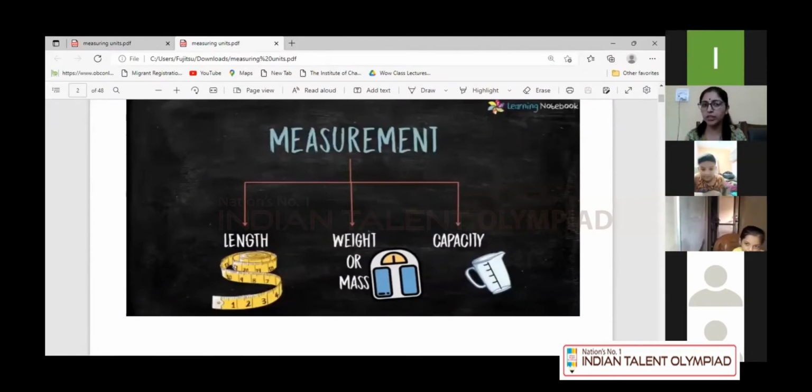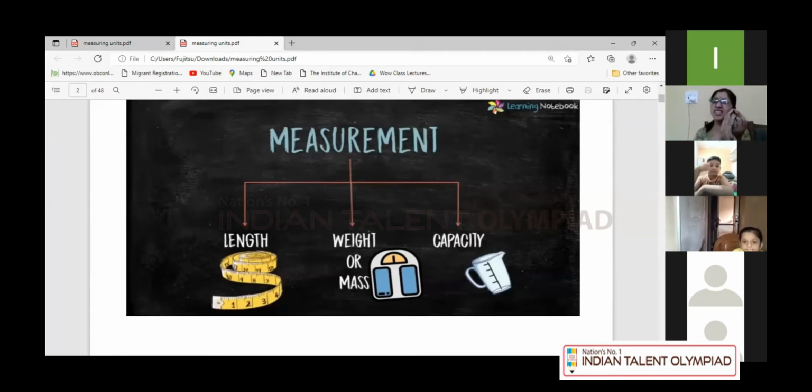Only three things: length, weight, and capacity. Okay, so where do we use length? Suppose I have a piece of cloth. This is a cloth. Is it visible to you all? Please show your thumbs up if it's visible. Okay, this is a piece of cloth.